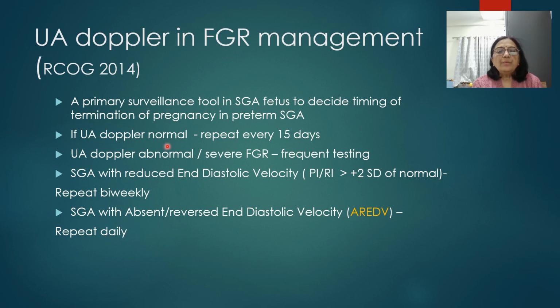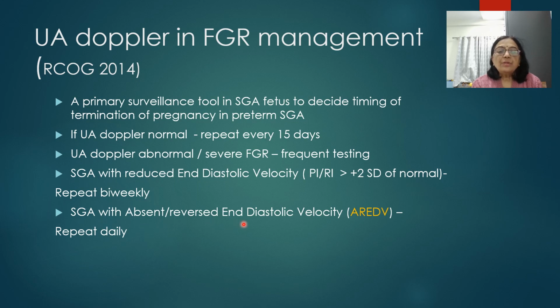If it is normal in a patient diagnosed case of HGA, then one should repeat fetal Doppler every 15 days. If it is abnormal, or if fetal growth restriction is severe, then more frequent testing is indicated, such as if there is a reduced end diastolic flow where the pulsatility index or resistance index is more than +2 standard deviation of normal, then in these cases we need to repeat it every 3 to 4 days or bi-weekly.